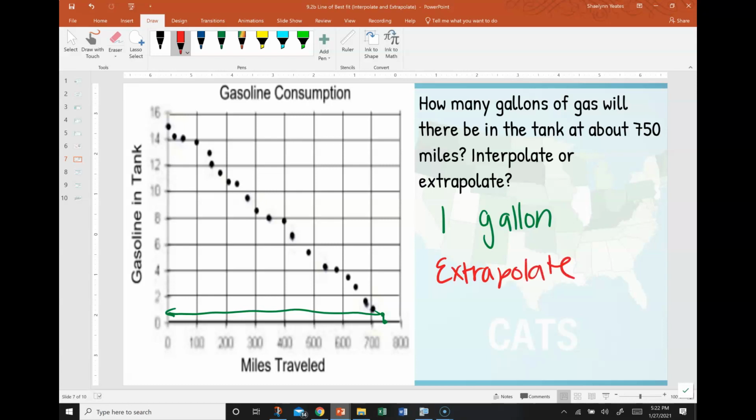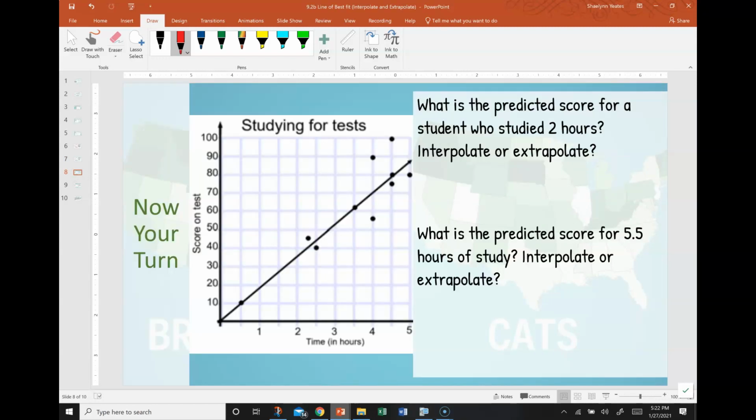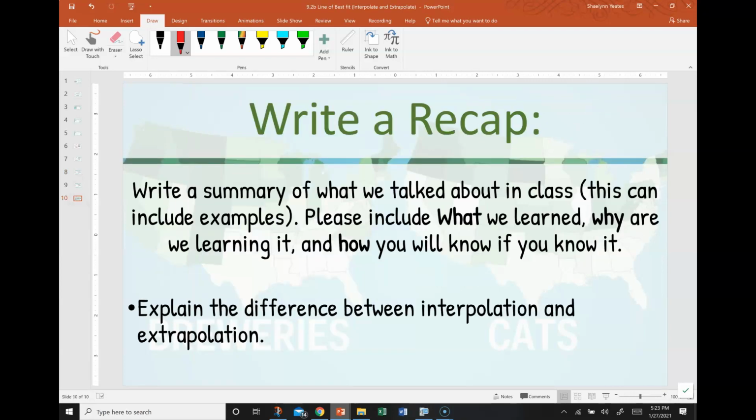Okay? All right, now I want you guys to go ahead and do these 2 things. One of them is interpolate, one of them is extrapolate. Figure out which one's which. And remember, you're looking between data or outside of data. Once you figure that out, go ahead and write your recap, and you are done for today.